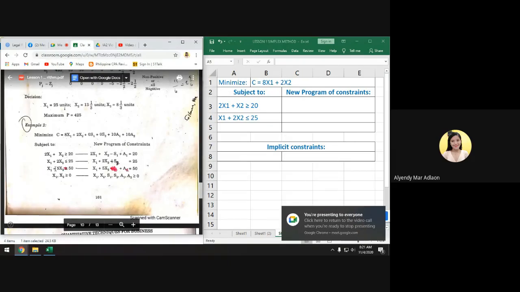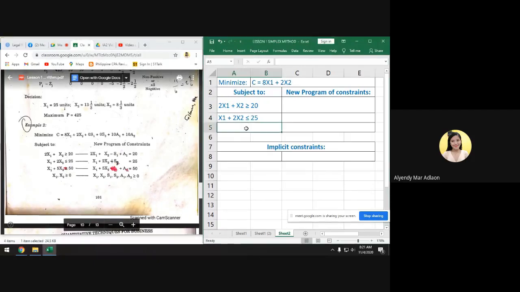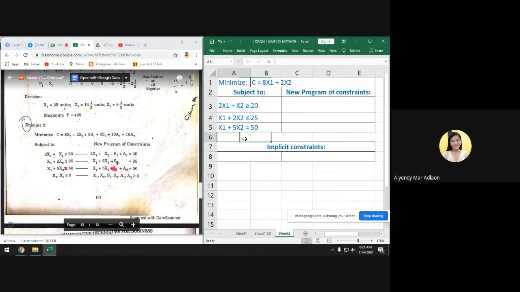Okay, and then we go to the last constraint. Remember that there is an implicit constraint. So we have the third constraint, that is x sub 1 plus 5x sub 2 equals 50. In the book there is a mistake. They encoded greater than or equal to, but it should really be an equal sign. And then, that is all for our constraints.